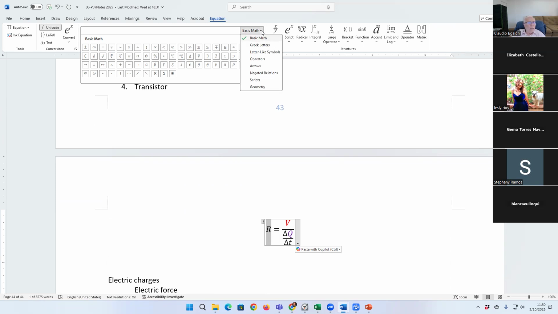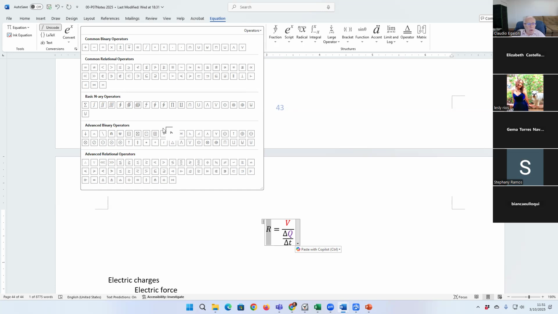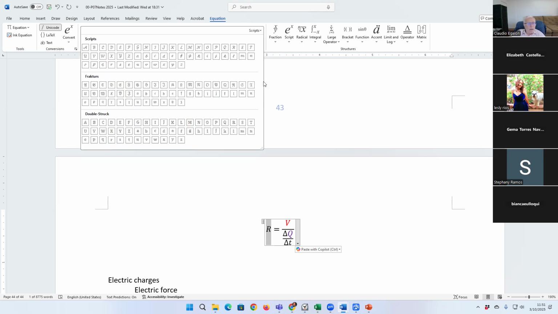Greek letter. I will have to invent it. Greek letter, basic mass. Let's see, operators. Maybe an operator. No, I don't see it. It's a fancy L. Let's see, negated. Unfortunately, I can't find it. This fancy L, I have to invent another one. I have to use another one.